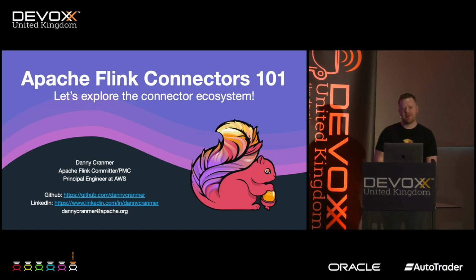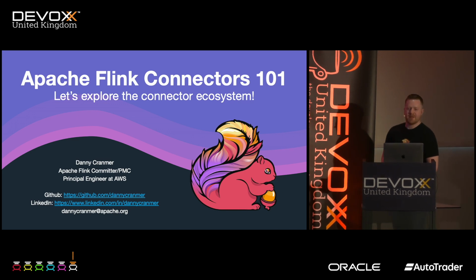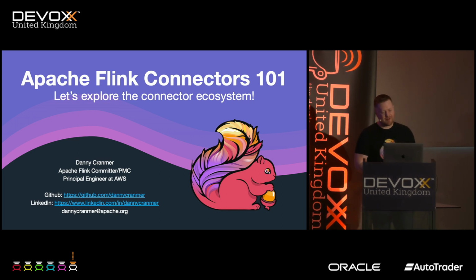So I've just given a talk about Flink and sort of what it's for, what it does, how it does it, and now we're going to go over the connector ecosystem. So my name is Danny Cranmer. I am an Apache Flink committer and PMC member and a principal engineer at Amazon Web Services on the managed service for Apache Flink team. So nice to meet you.